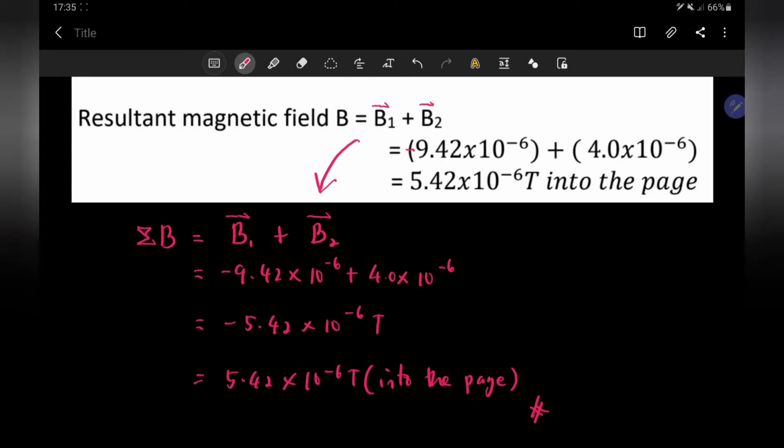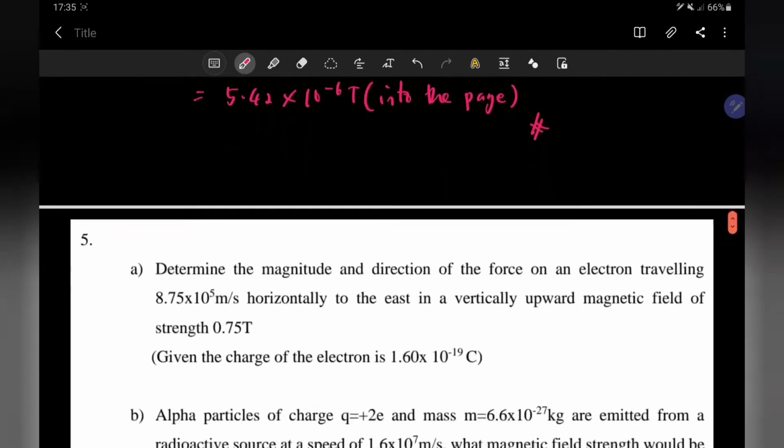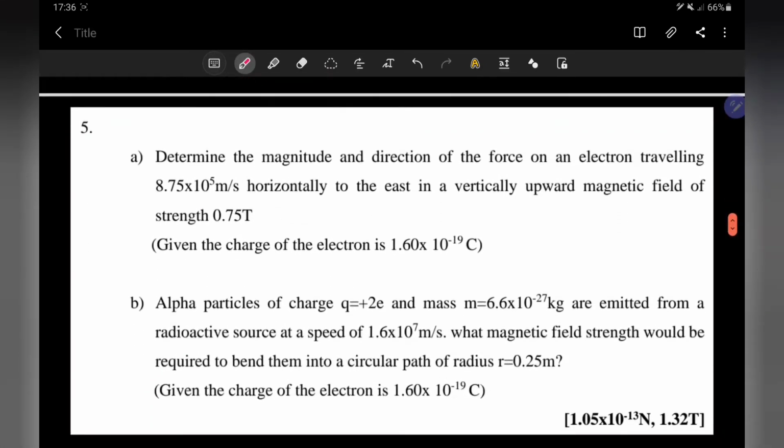Okay, so let's turn to question number 5. For number 5a, what do we have? Determine the magnitude and direction of the force on an electron traveling 8.75 × 10^5 meters per second. So this is v, speed, horizontally to the east.